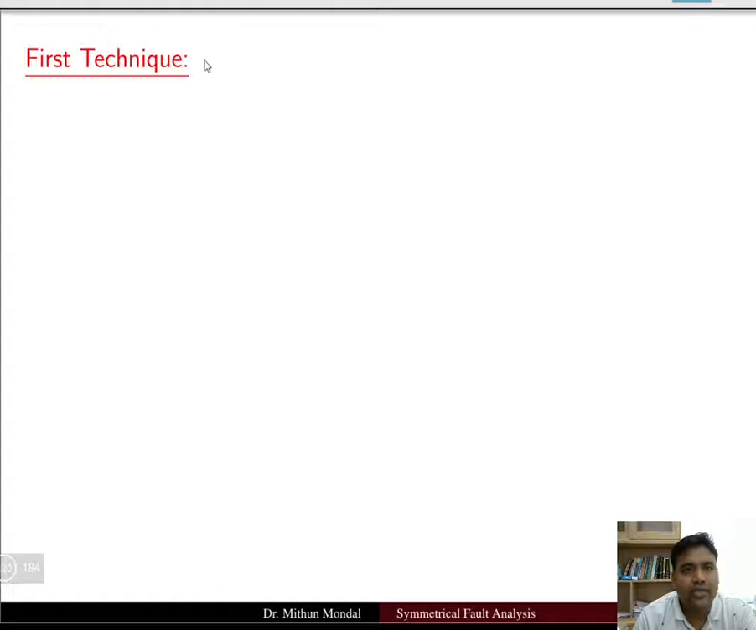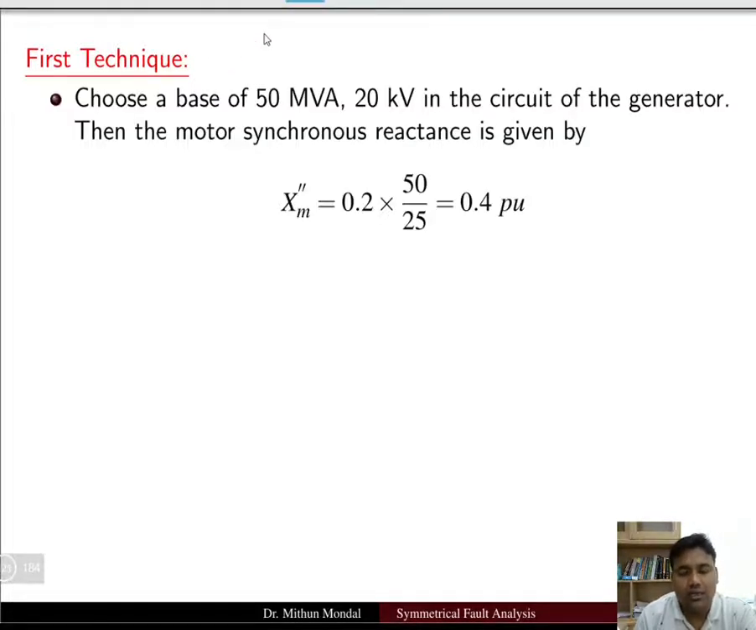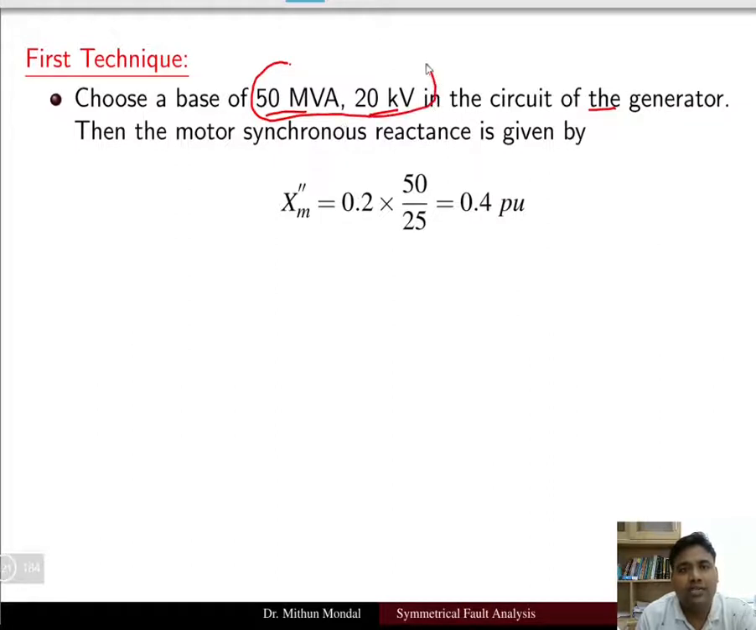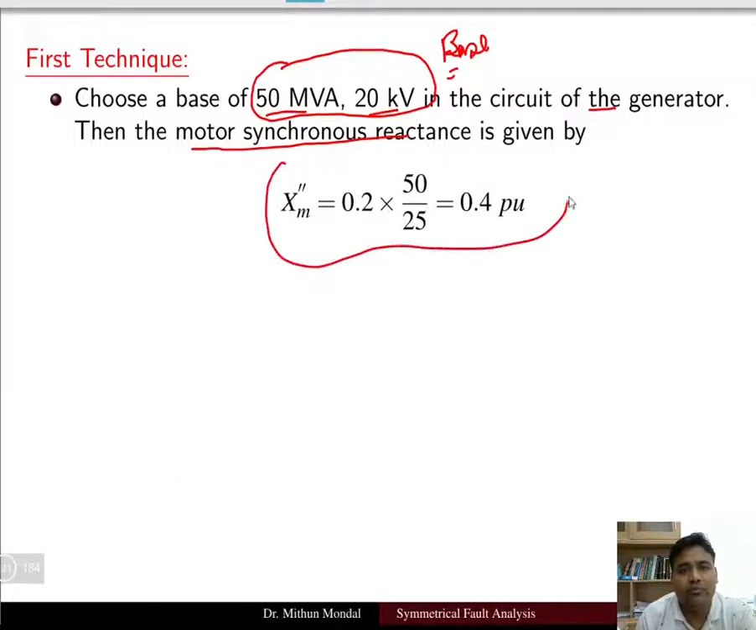So we will use two techniques. The first technique: first we will convert all the ratings into the per unit system using base values. Choose a base of 50 MVA and 20 kV in the circuit of the generator. So the power and voltage rating of the generator is chosen as the base value, and then we convert all the system into the per unit system. Here we are converting the motor synchronous reactance in per unit.